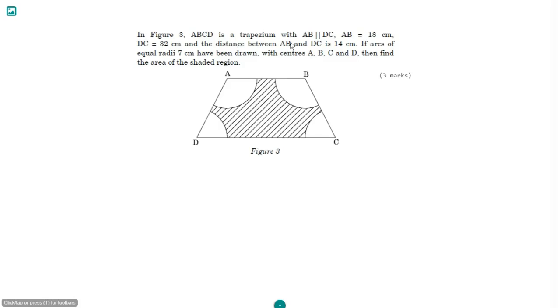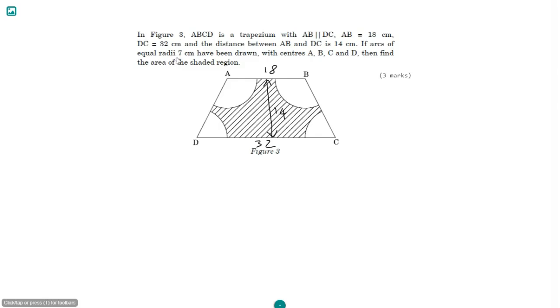Here's the next 3-mark question. In figure 3, ABCD is a trapezium with AB parallel to DC. AB is 18. Let's mark 18 here. DC is 32. And the distance between AB and DC is 14 centimeters. When they say the distance between two lines, it means the perpendicular distance. So it's actually the height of this trapezium, right? So this height is 14.